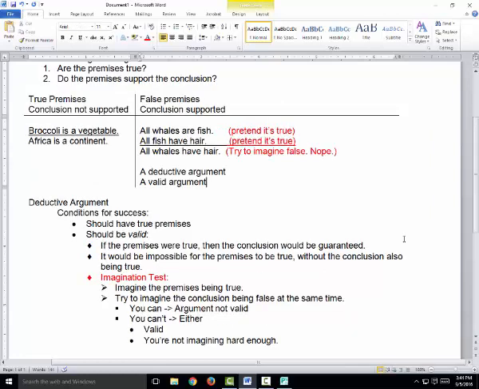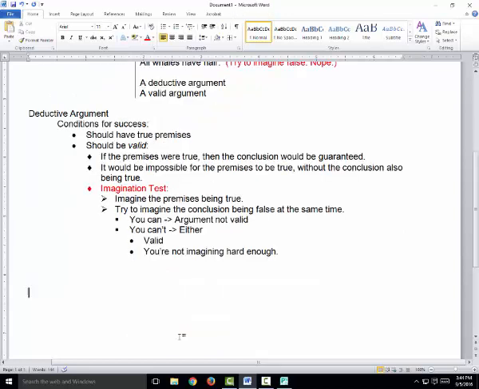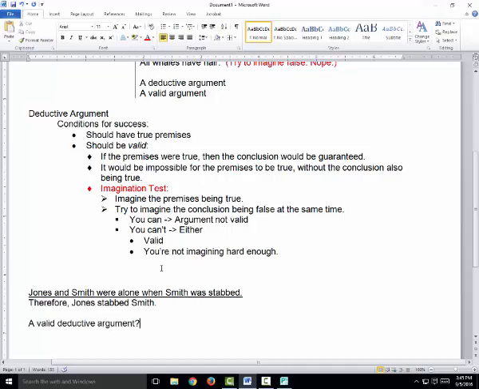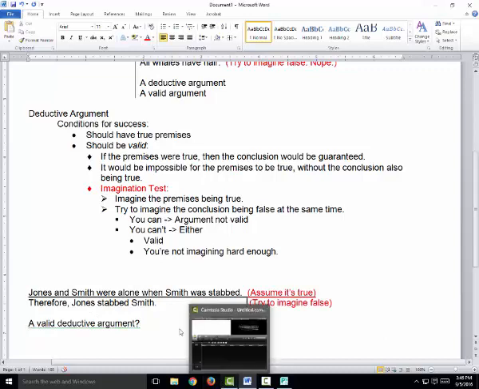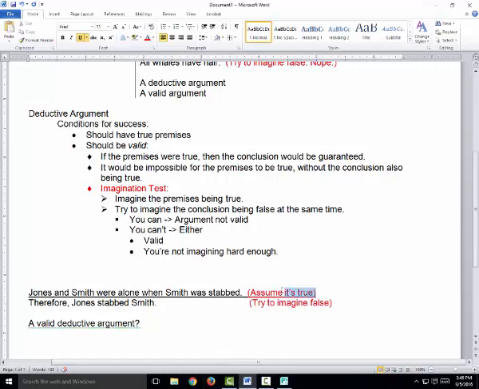Now I want to give you another example of an argument, and I want you to think about whether you think it's a valid deductive argument or not. So here's the argument. Jones and Smith were alone when Smith was stabbed. We know that Jones and Smith were alone, and we know that Smith was stabbed. And the conclusion I draw is that Jones stabbed Smith. And I now want you to use what I was calling the imagination test to think about whether you think this is a valid deductive argument. So go ahead. Assume that the premise is true. Assume that Jones and Smith were alone and Smith was stabbed. And now try to imagine that the conclusion is false, that Jones didn't stab Smith.